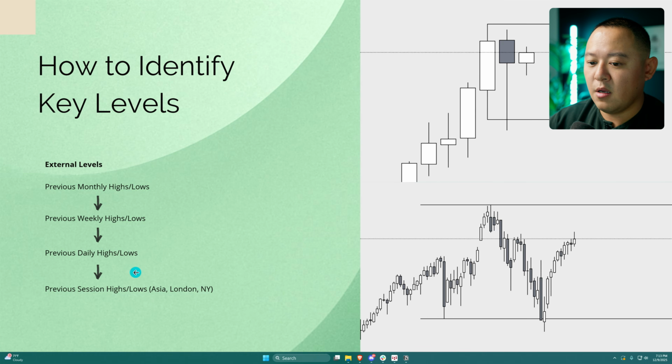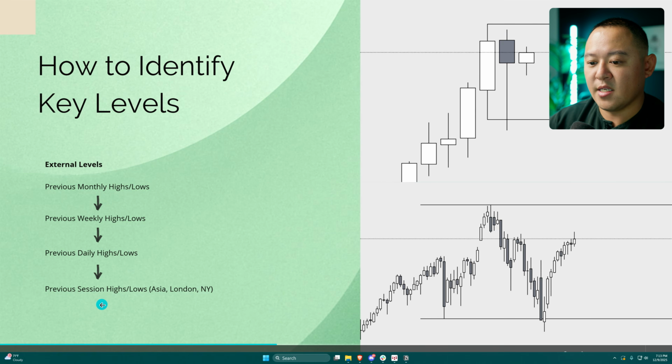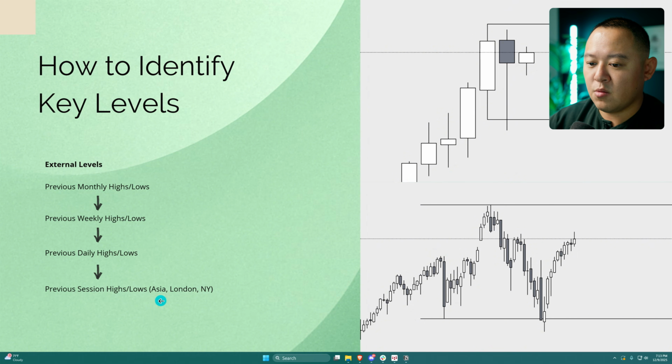And if you're an intraday trader, you want to mark out your previous session highs and lows. Now you have your Asian session, which is 8 p.m. Eastern to 12 a.m. midnight. You have the London session, which is 2 a.m. Eastern up to 5 a.m. And then the New York session, about 8 a.m. to noon. And if you trade index markets, you might only want to have 9:30 to noon.